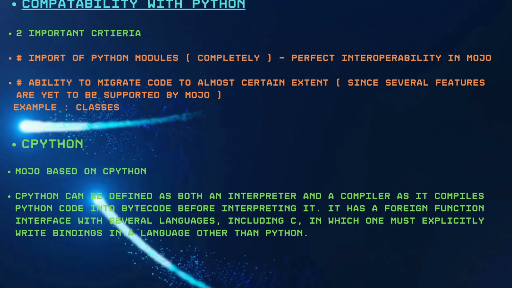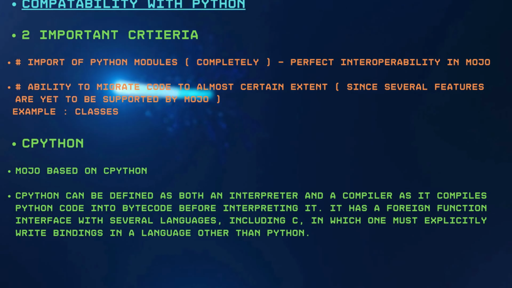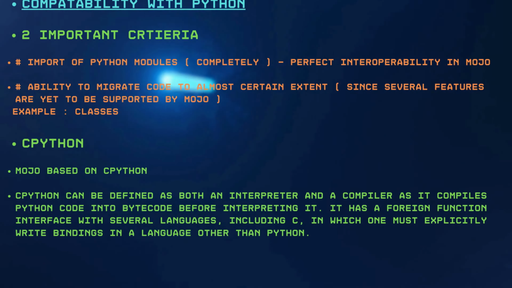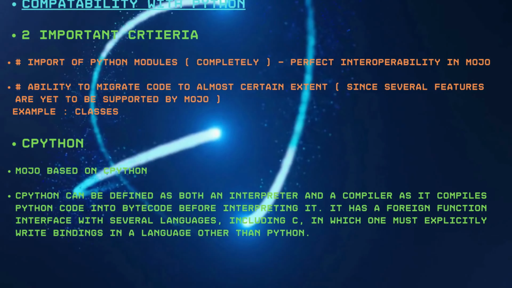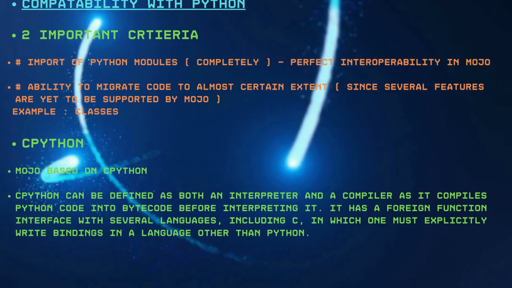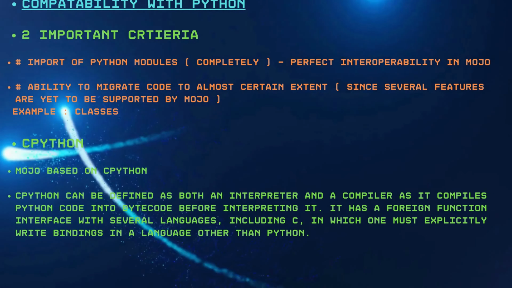Compatibility with Python. Two important criteria. First, the ability to import Python modules, completely, with perfect interoperability in Mojo. Second, the ability to migrate code to a certain extent, since several features are yet to be supported by Mojo, for example, classes. CPython. Mojo is based on CPython.